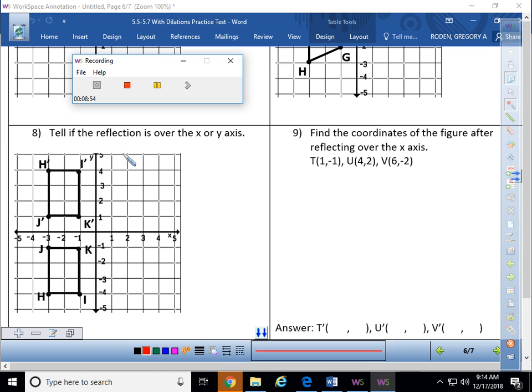Number 8's pretty easy because we look at it and say, is this a reflection over the x-axis or the y-axis? Well, here's the pre-image, and it got flipped up. So we're using the x-axis as our line of symmetry. So it's definitely the x-axis that would be our answer. That's next.